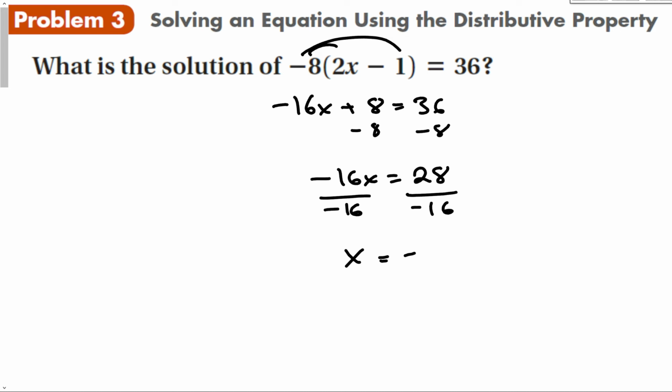So 28 and 16 are both divisible by 4, so we can factor out the 4 and cancel. It's going to leave us -7 over 4. It's okay to get a fraction. Still is the number that solves this particular equation.